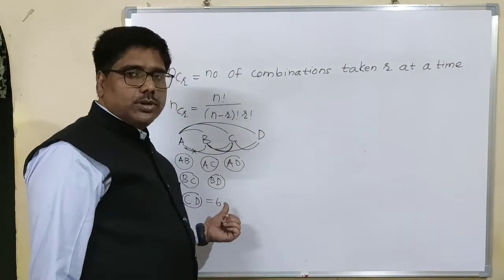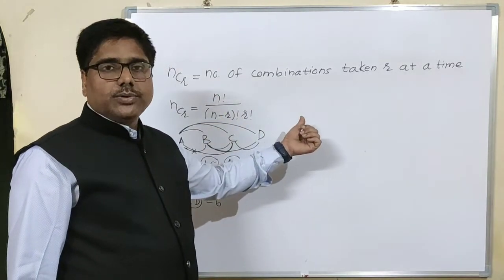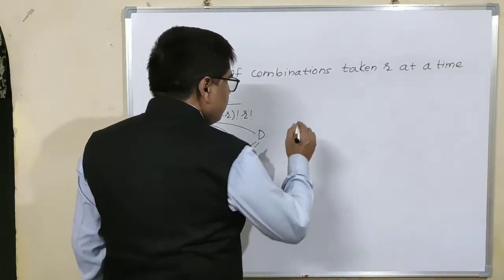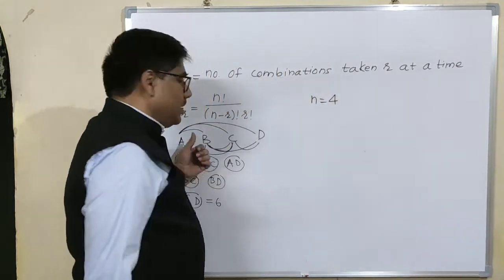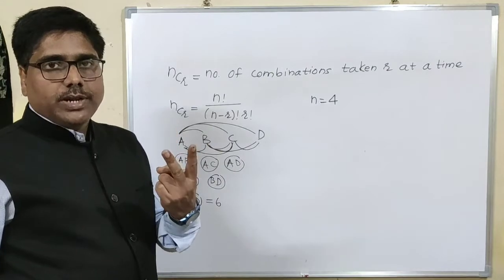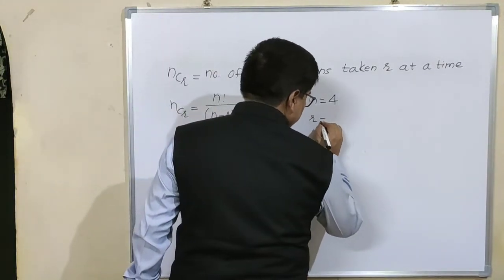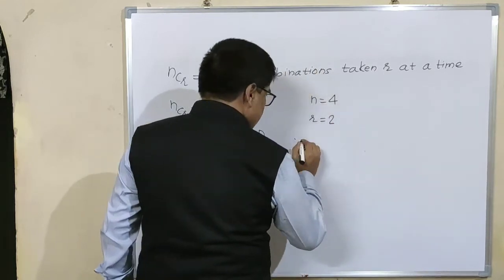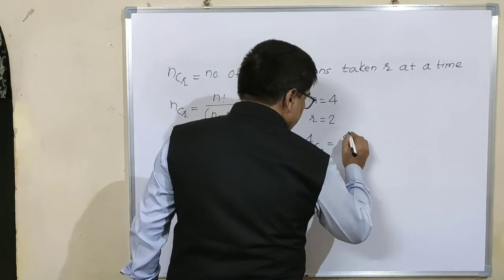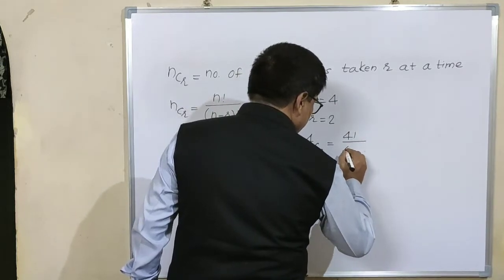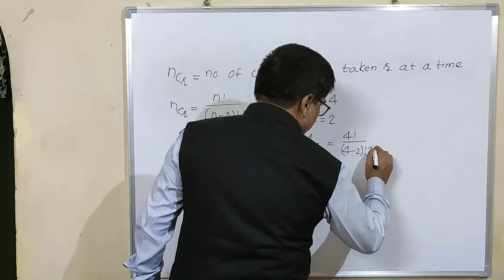Now let us try to solve this problem by using this formula. Here, as 4 teams are playing, the value of n is 4. And at a time only 2 teams are playing, that's why the value of r is 2. Therefore, 4C2 is equal to factorial 4 divided by (4 minus 2) factorial into 2 factorial.